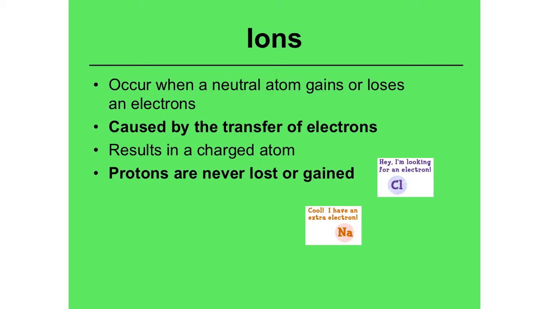Another big vocabulary piece that we have are ions. Ions are when a neutral atom either gains or loses an electron or electrons. So remember, electrons are on the outside of the atom, so they are the particle that is involved in reaction. So electrons can be gained and lost. And when that happens, then you no longer have an equal number of positive and negative charges. So you end up with an overall charge.